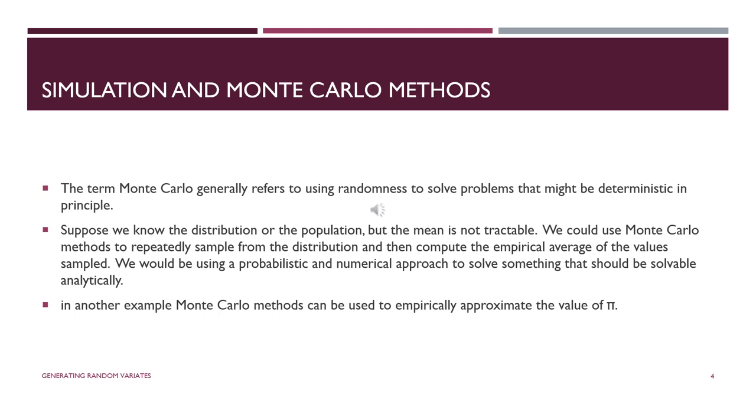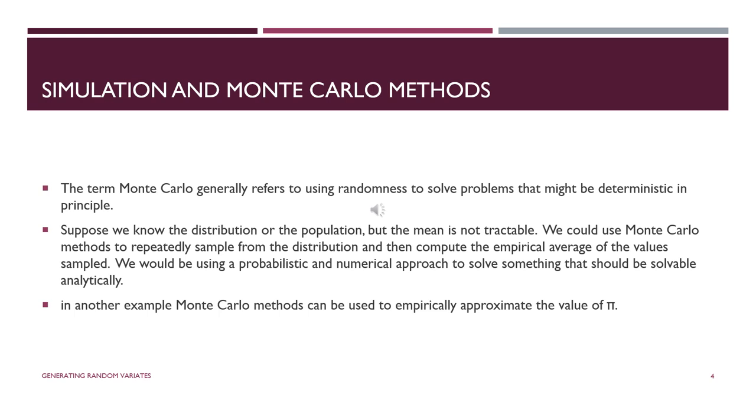Sometimes the term Monte Carlo is used in the sense of employing randomness or probabilistic activity in order to solve problems that might be deterministic in principle. Sometimes we might know the distribution and therefore we can sample from it. But if we want to solve for the mean, the parameter of the distribution, it may not be possible or it may not be easy to do it using expected value. So if the mean isn't tractable, it's very easy.